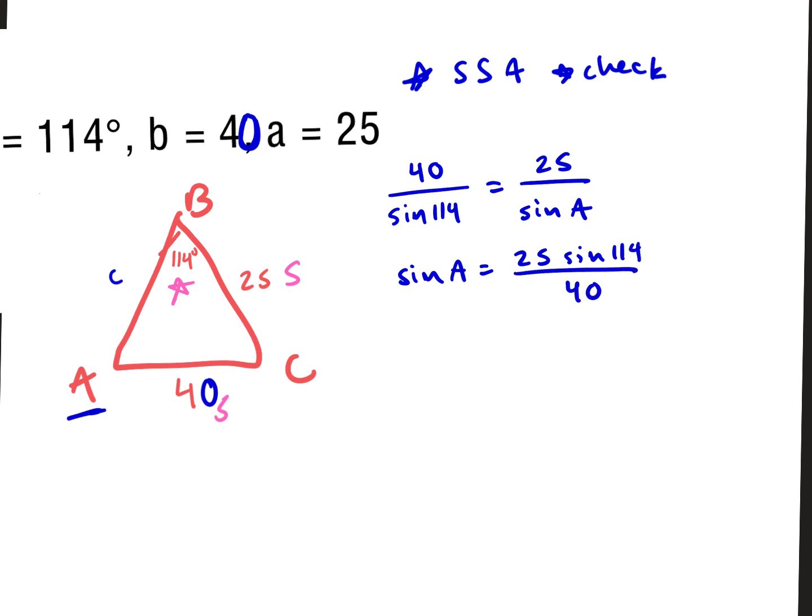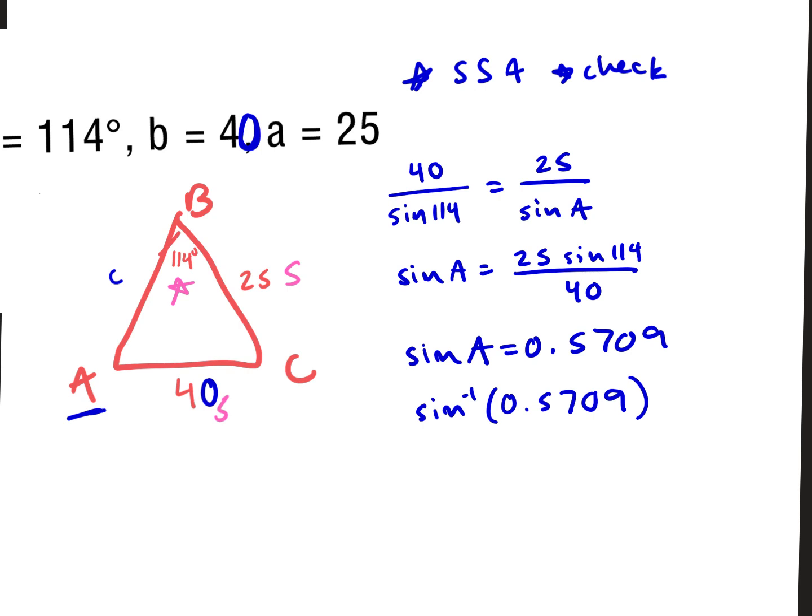So what do I get when I put this in the calculator? So I get sine of A is equal to 0.5709. Is that my answer? Nope. I have to take the inverse sine, because that's sine of A, but I want to find what A is. So the inverse sine of 0.5709, so I get angle A is equal to 34.8.